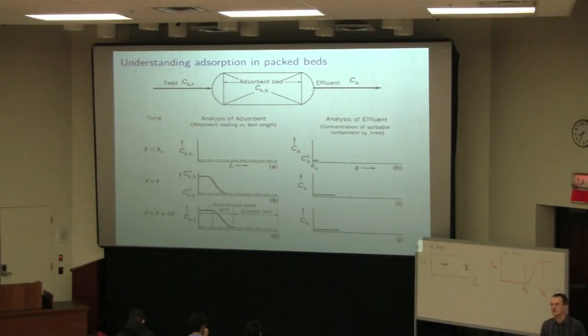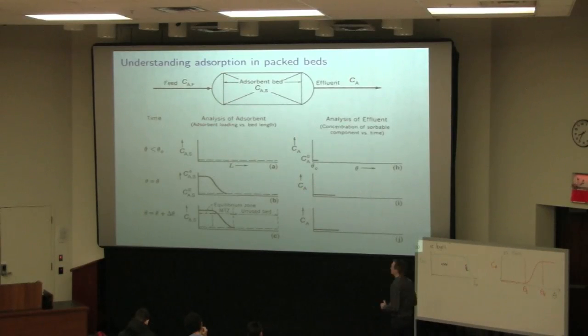My effluent is easily measured. CAS is impossible to measure. I cannot take a probe and measure at an exact point what CAS is, but CA, my effluent, is straightforward to measure for liquids or gases. So we'll take a look at a complementary view here. The first set of illustrations on the left-hand side are the probe count against the length of the packed bed. The other on the right is the view over time.